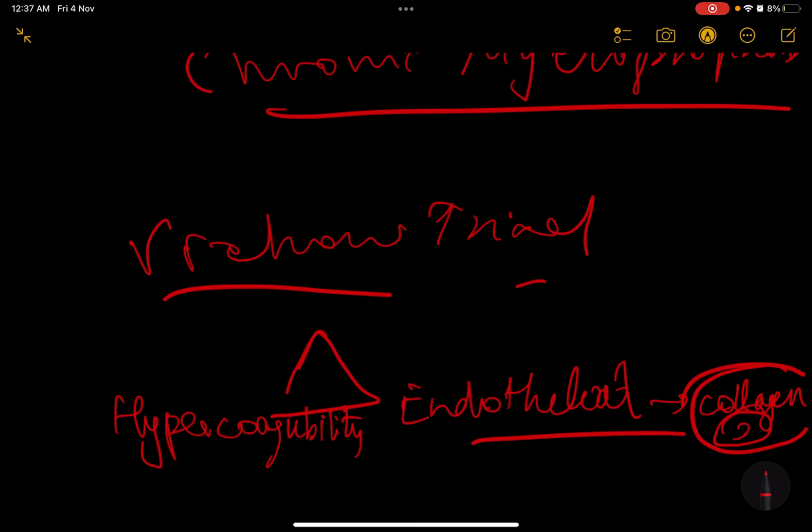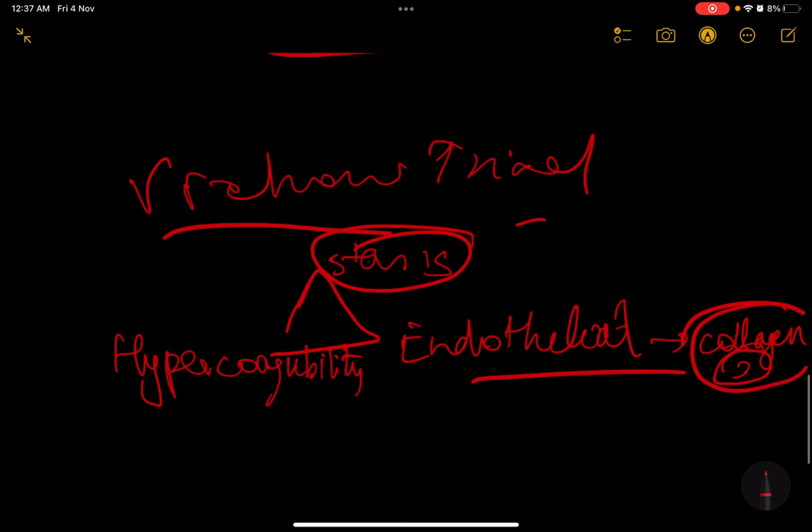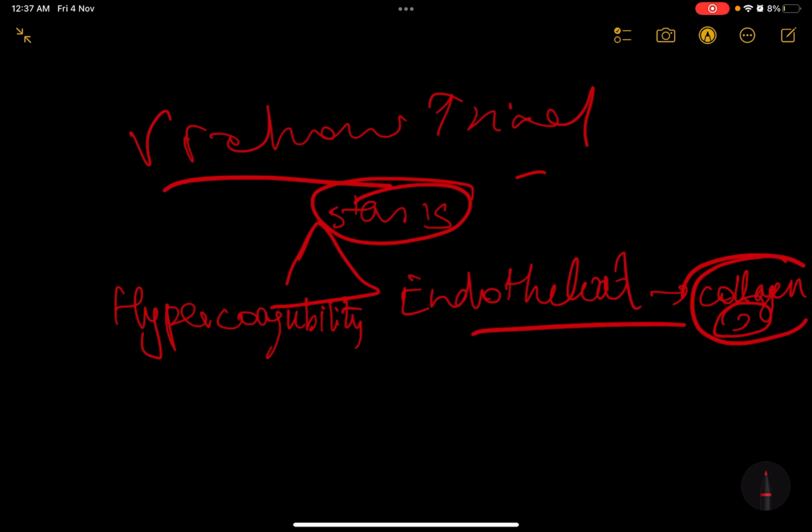And it could also be due to stasis of the blood, and stasis of the blood can be due to a lot of conditions. Let's say it is due to pooling of the blood, it's due to a certain amount of hypotension, it's due to probably cardiac failure, congestive cardiac failure. Stasis is due to a lot of causes. So this is basically the Virchow triad. That's the only thing that's usually asked when it comes to DVT.